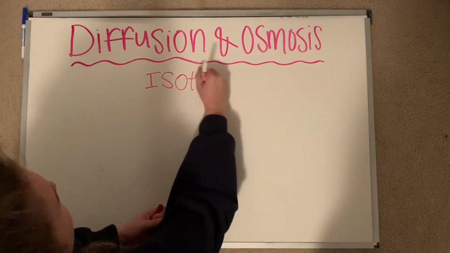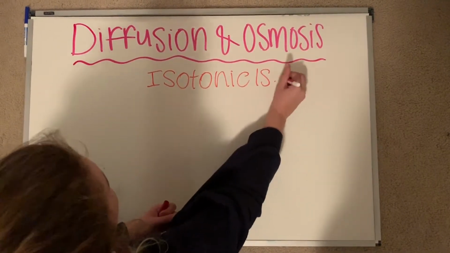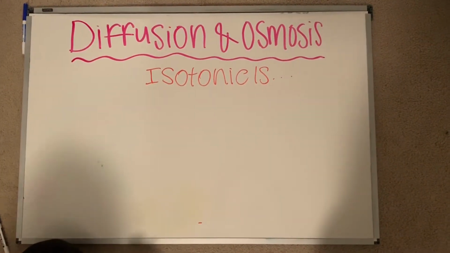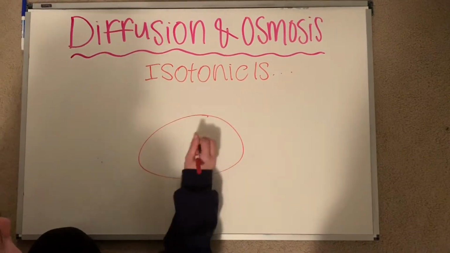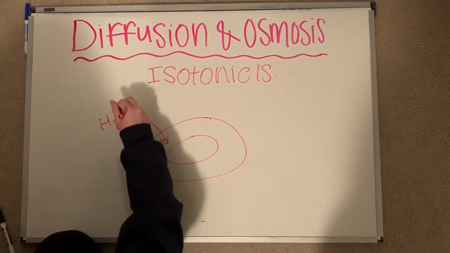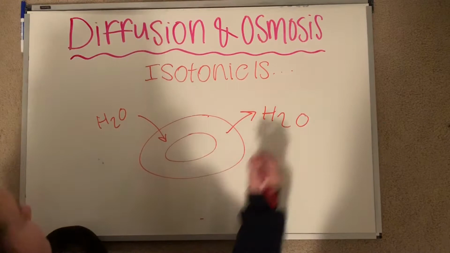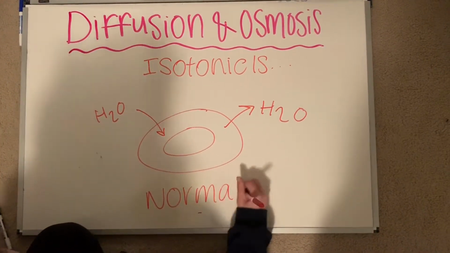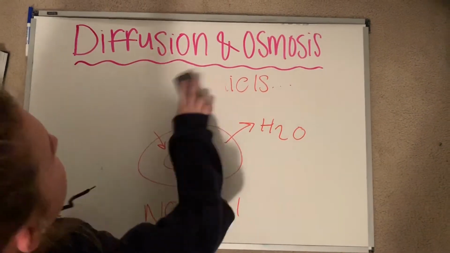And the first solution is an isotonic solution. An isotonic solution is a solution in which the concentration of the dissolved substance is the same as the concentration inside the cell. This means that water is entering at equal rates and therefore the cell is normal, remaining the same size.